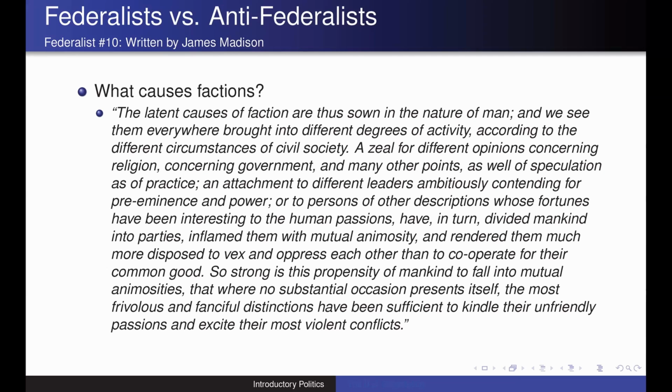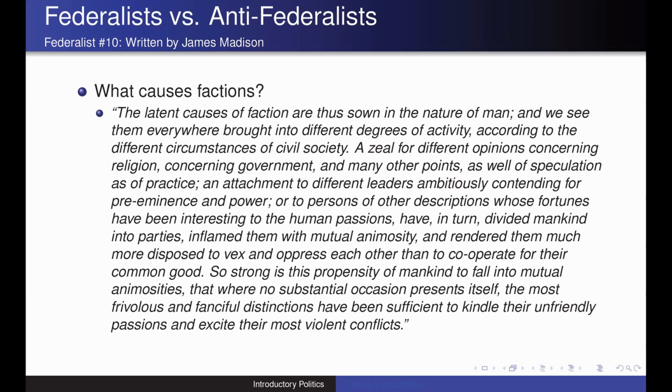We will form groups based on who we want to be our leader, or to persons of other descriptions whose fortunes have been interesting to the human passions. These have in turn divided mankind into parties. It has inflamed them with mutual animosity and has rendered them much more disposed to vex and oppress each other than to cooperate for their common good. So strong is this propensity of mankind to fall into mutual animosities that where no substantial occasion presents itself, the most frivolous and fanciful distinctions have been sufficient to kindle their unfriendly passions and excite their most violent conflicts.